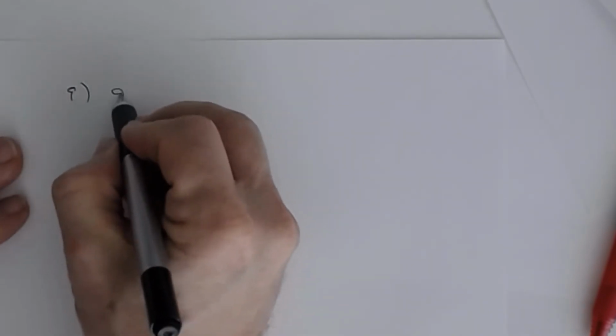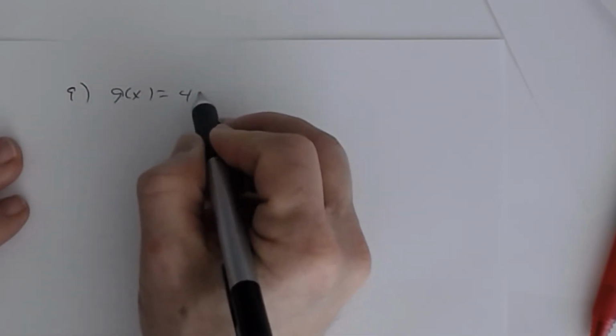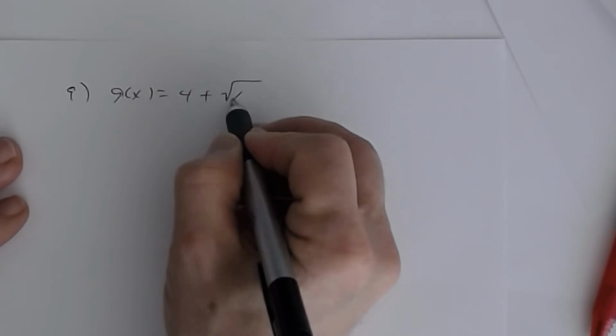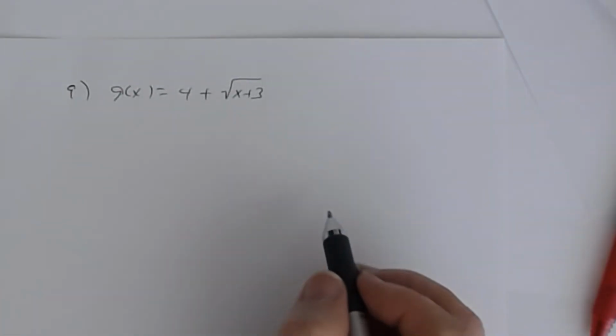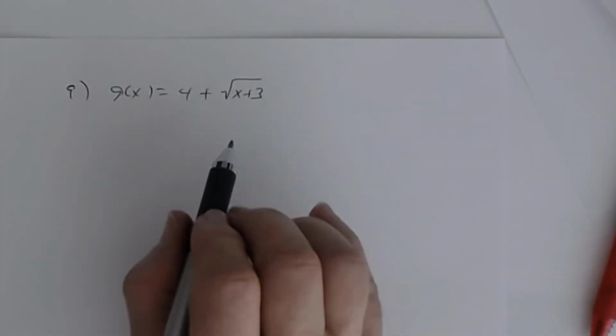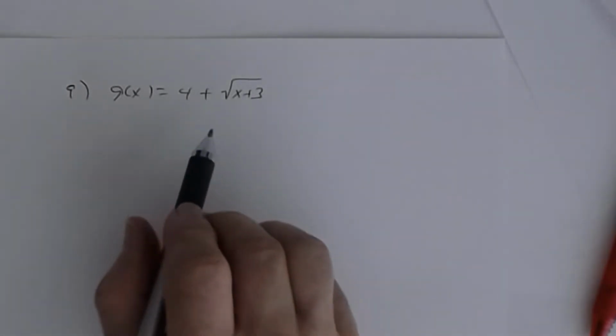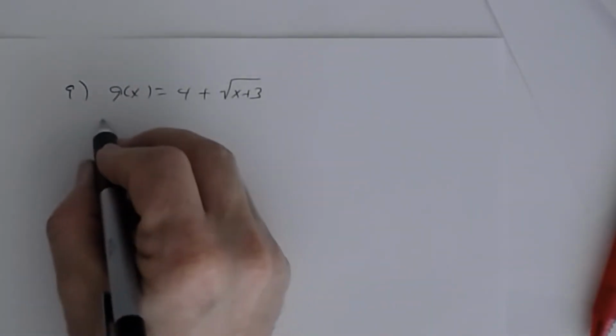All right, so it's going to be number 9. So let's suppose we had this for number 9. Let's suppose we had g of x is equal to 4 plus the square root of x plus 3. All right, so we have this function, it's 1 to 1, so I can find its inverse. So let's talk about the inverse.